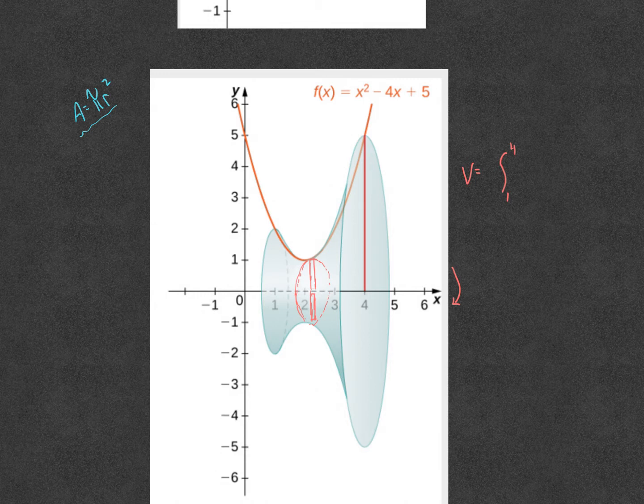Really, really thin circles. Well, they'd be discs because a circle is flat, but they're discs because they have a little bit of width to them. All right, and so the height of the disc or the circle is the function. So really, what we're going to substitute into our integral is pi times the function squared dx. And the function was x squared minus 4x plus 5. Okay, so that is our integral that will give us the volume of this bullhorn, if you will.